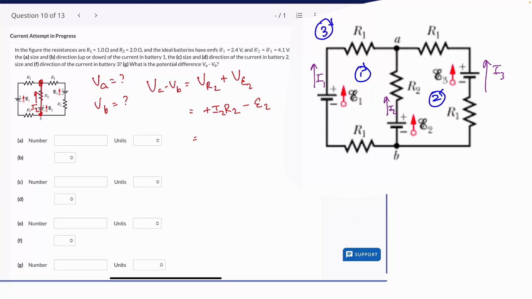Okay, so now I write down junction and loop rules. For my junction, I got 2 junctions, right? At A, I1's coming in like this, I3 is coming in like this, and I2 is coming in like that, isn't it? The way I pictured it here. So what do I write down for the junction rule? What is the junction rule? In equals out, right? So what's going in?